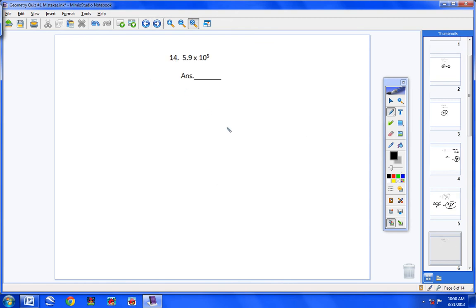Moving on to number 14. Now, this is scientific notation. I want you to write it in standard notation, so 5.9 times 10 to the 5th. That means we're going to move the decimal. It's a positive 5 right here. That means we want the number to be big, so we're going to move it to the right. If you move it to the left, we have a real small number like 0.000, something like that. So we're going to move the decimal to the right 5 places because I have a 5 right here.